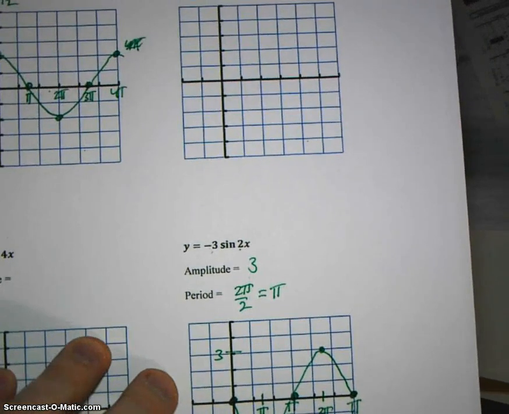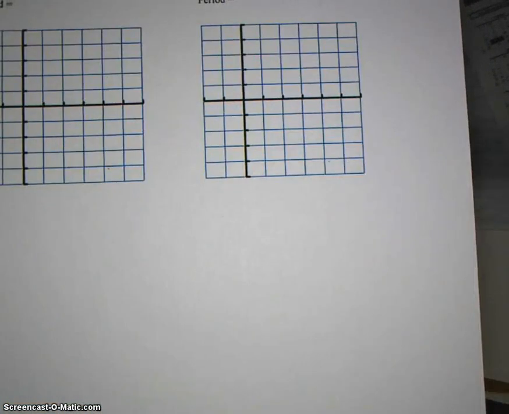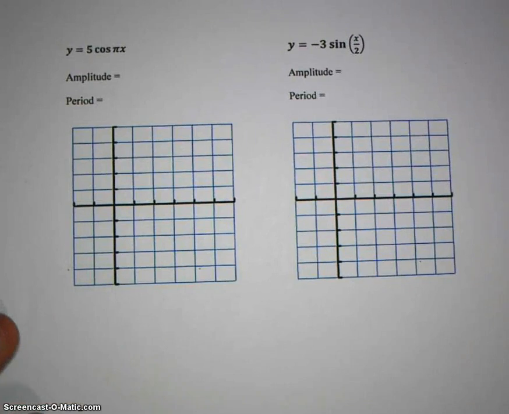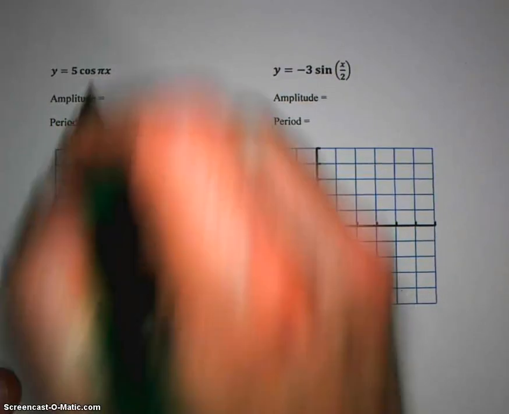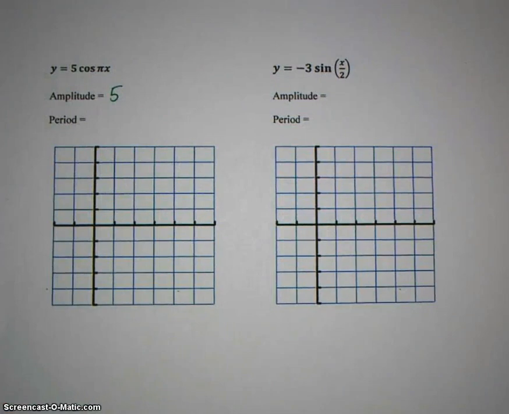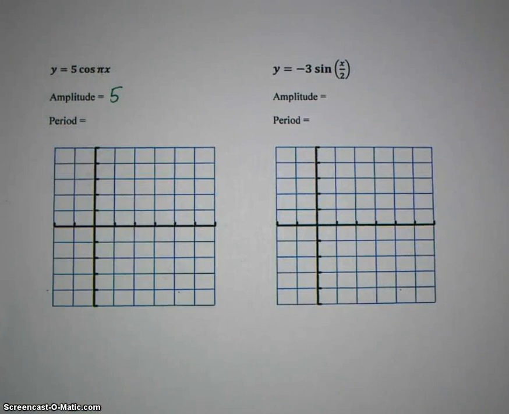Okay, let's do 2 more. Amplitude, 5. Now this one usually freaks students out when they look at it. They see that pi in there and they think, oh boy, this is going to be a nasty one. Turns out having the pi in there is a really, really good thing.